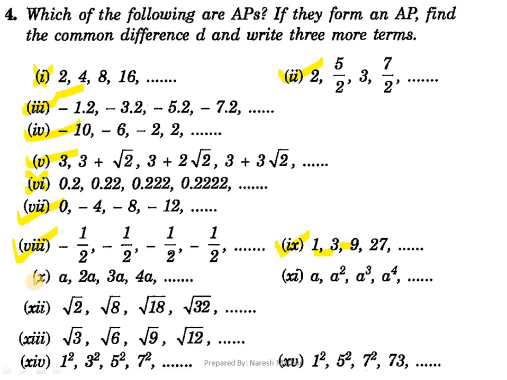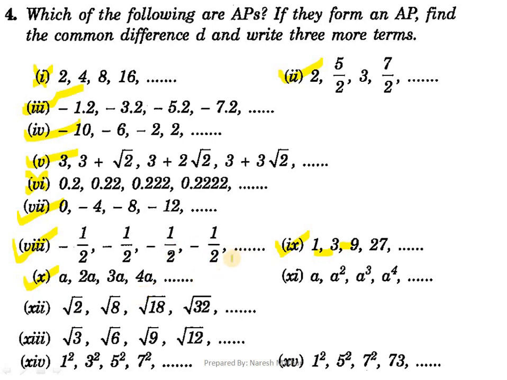Next one, A, 2A, 3A, 4A. Of course, we can predict the next three values also: 5A, 6A, and 7A. The common difference will be A, and the next three terms can be easily predicted. So it is also making an AP.